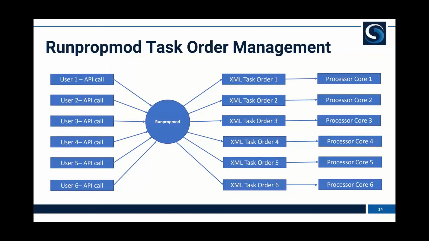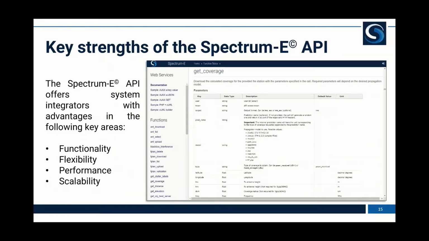If you've got good hyper-threading capability in your processing, or if you can leverage multiple processing resources, which is very easy to do these days using something like an Apache web server, you can leverage a good amount of processing capability with SpectrumE. It'll distribute the computations over your processing resources, and we're going to see in the product demo how fast heavy computations can be if you've got good processing resources. Some of the key strengths of the SpectrumE API are in the areas of functionality, flexibility, performance, and scalability. This is what we're going to try to highlight in the demonstration part of today's webinar.